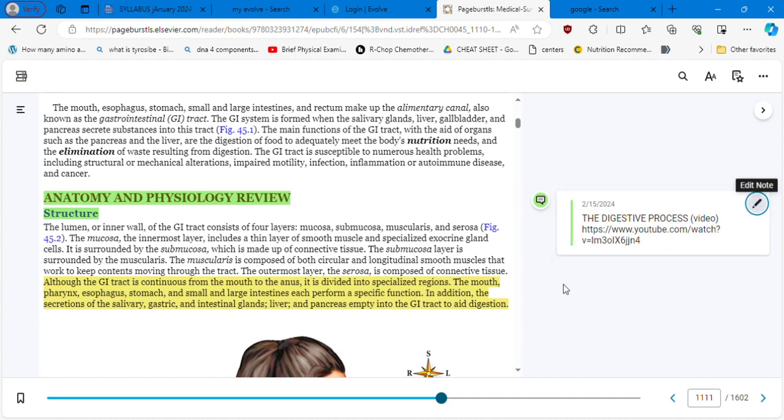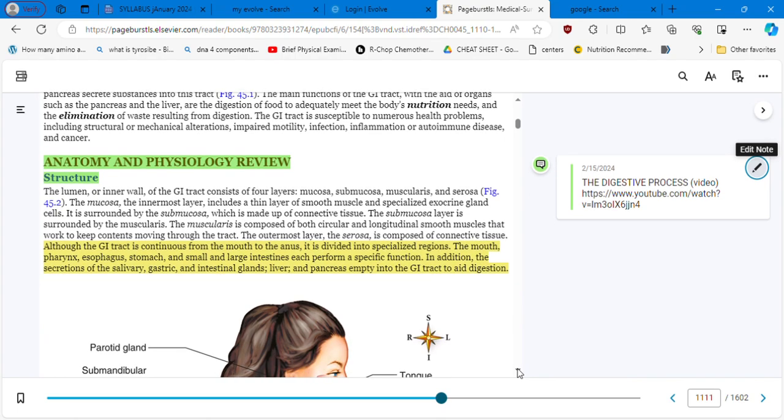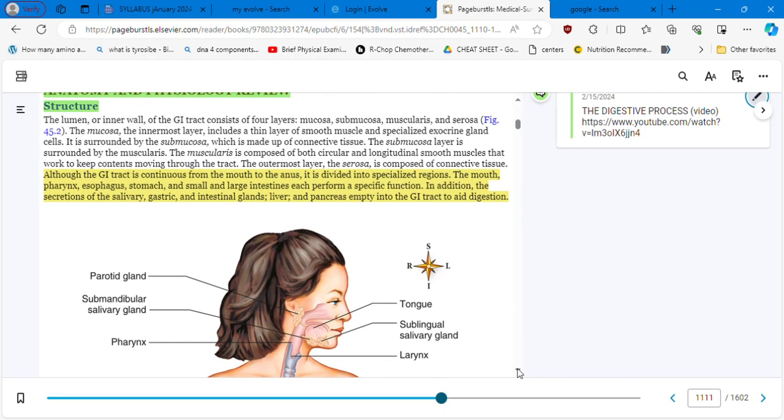We had a great review of the gastrointestinal system, also well known as the second brain in our body. In future lectures, we are going to start discovering why they call the gastrointestinal tract the second brain, maybe in this lecture and a little bit in the next lectures. Although the gastrointestinal tract is continuous from the mouth to the anus, it is divided into specialized regions, right?